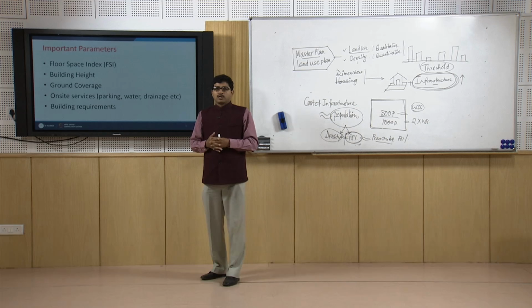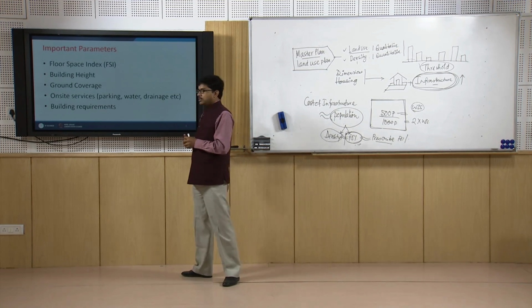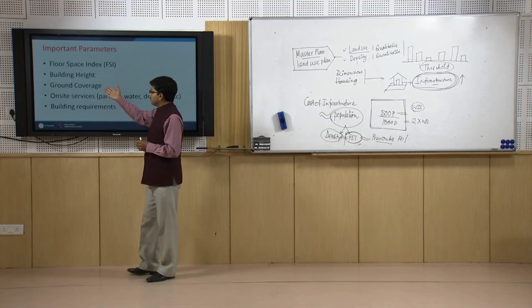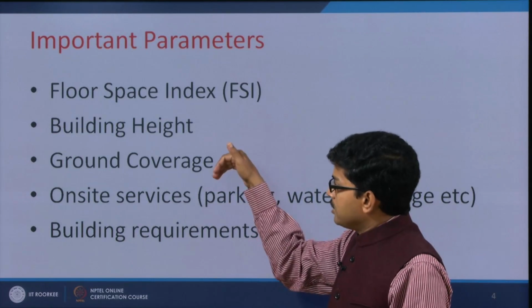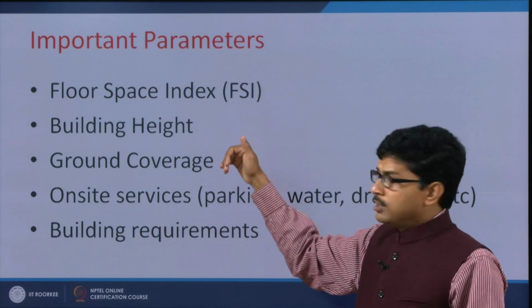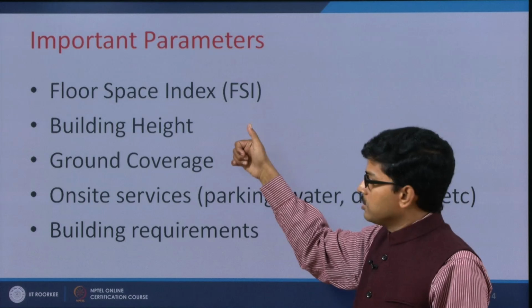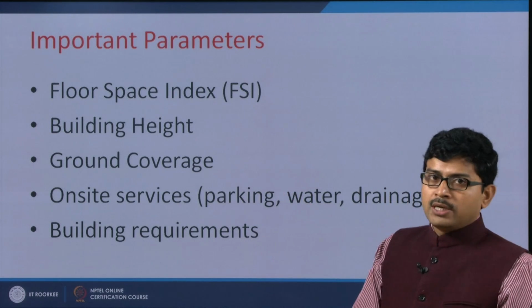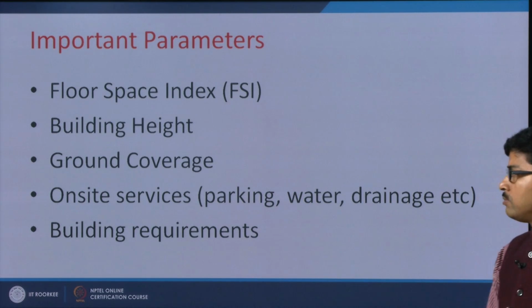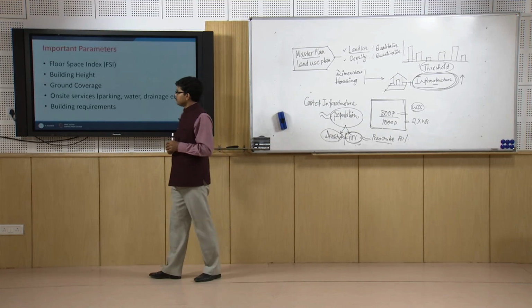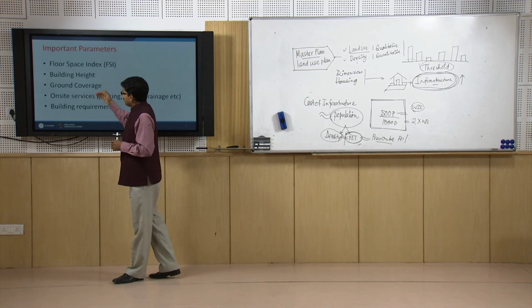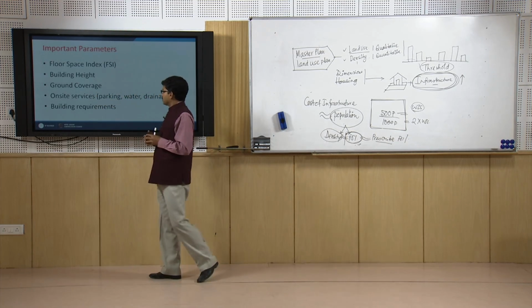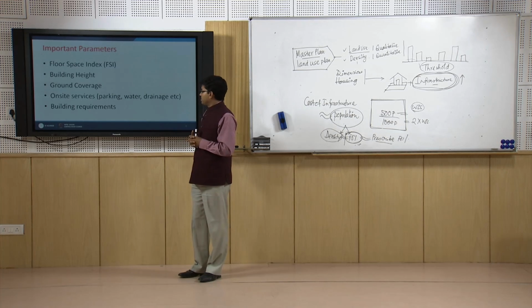so that the taller the building, the more ground space is available for the green, and the ground coverage is less. So, ground coverage and building height are directly related. The more the building height, the less the ground coverage, and the more the ground area available for your community facilities. Apart from that, there are parameters like on-site services, parking, water requirement, drainage, etc.